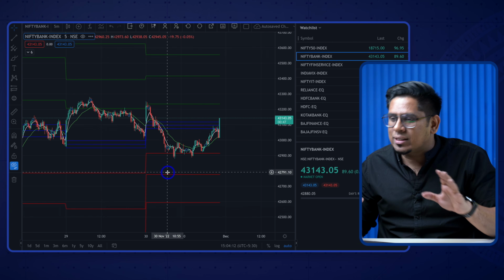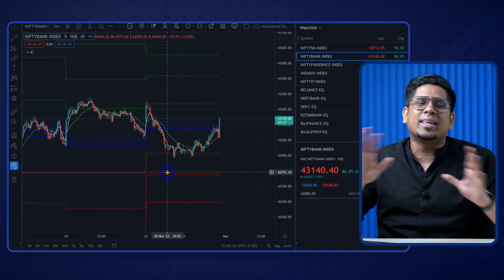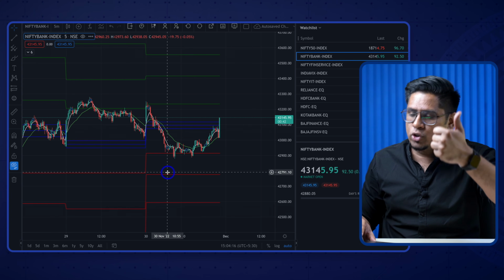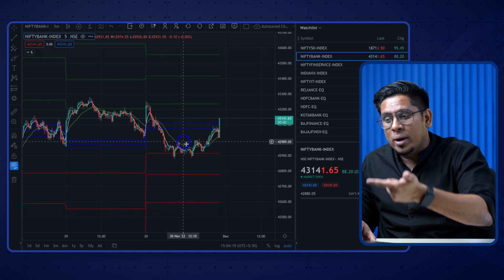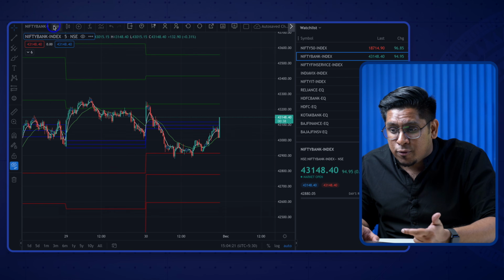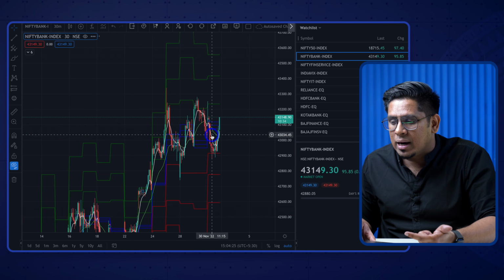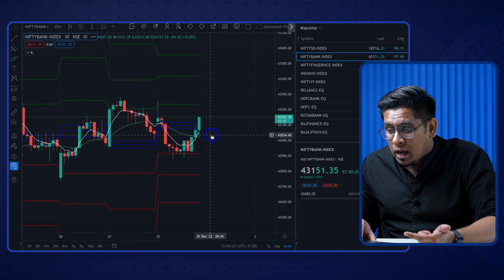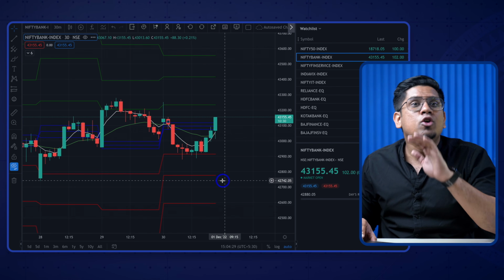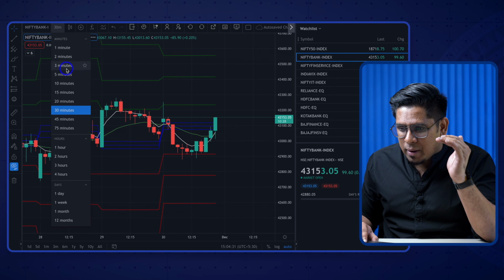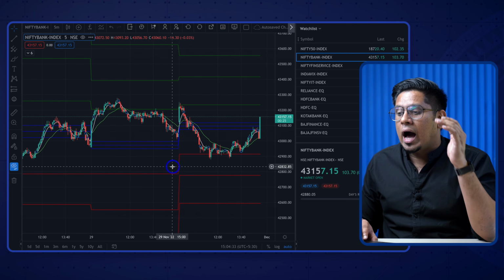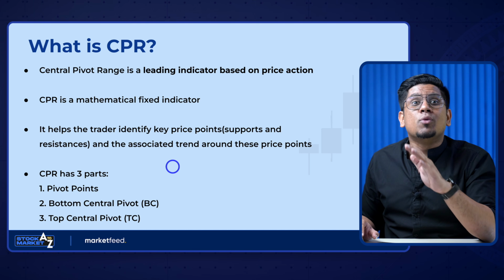But CPR levels, let it be R1, R2, S1, S2, anything, do not move at all based on time or the movement of the price of the underlying. Even if you change the candlestick to 30 minutes, you can see the CPR levels for the day do not change at all. So I'm just going back into 5 minutes just for the sake of it. I hope you understand this. Now you understand what CPR is.